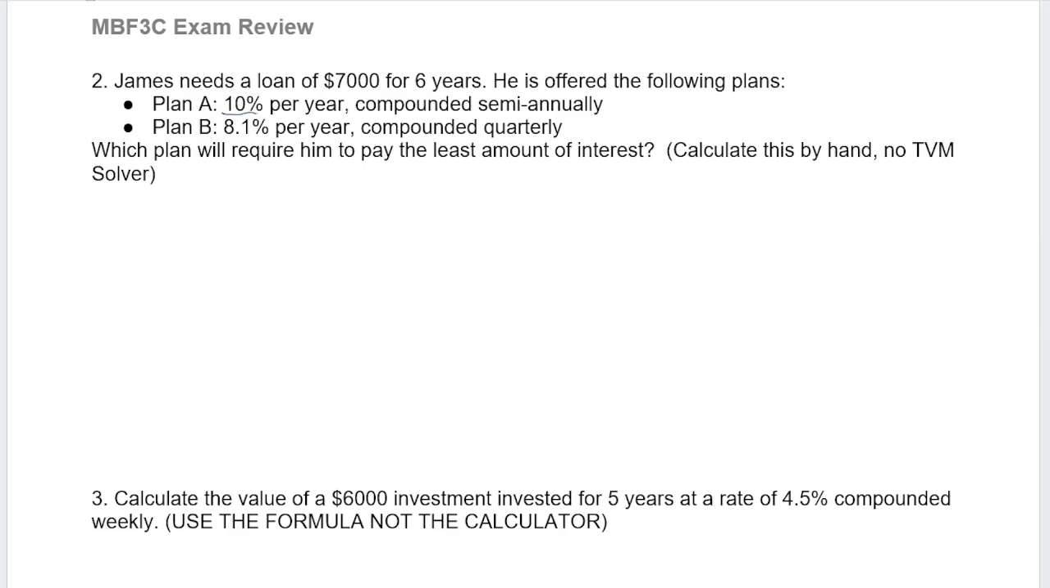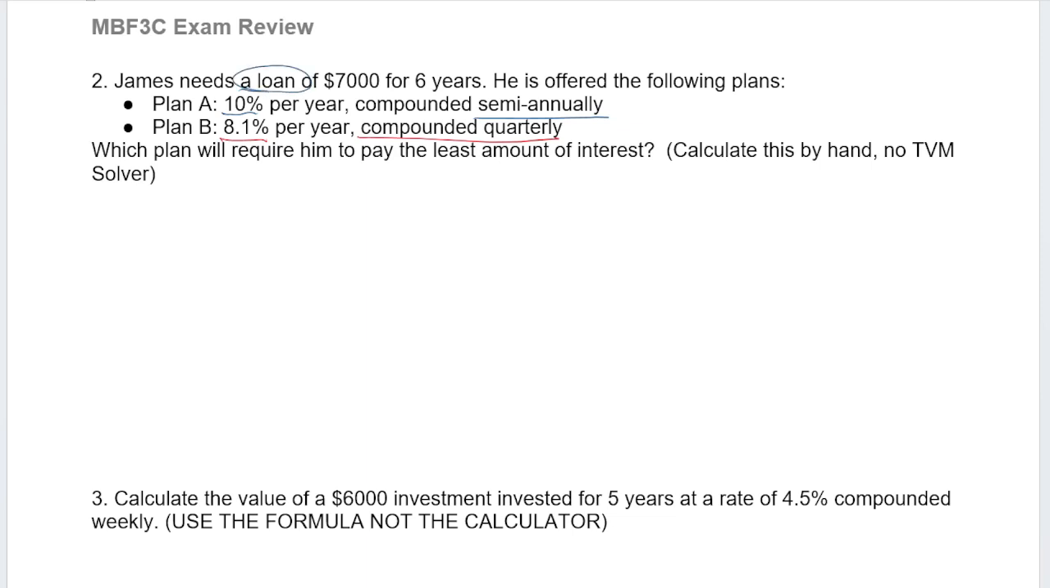So that would be our interest rate, and it compounds semi-annually. Or 8.1% per year, compounded quarterly. Which plan will make him pay the least? Oh, always a good reminder to read the question, right? James needs a loan of $7,000 for 6 years.